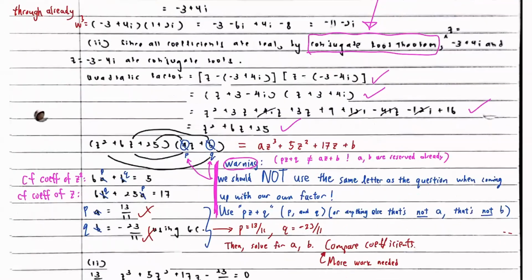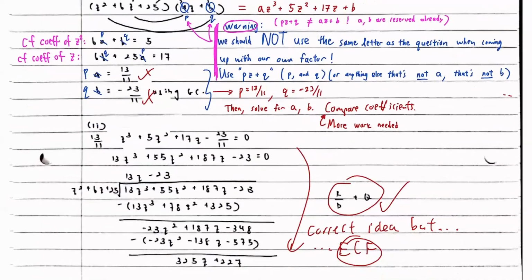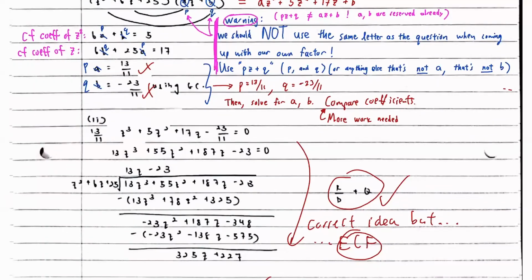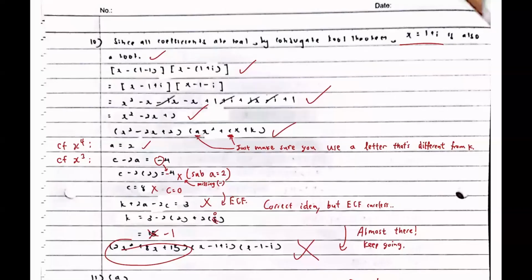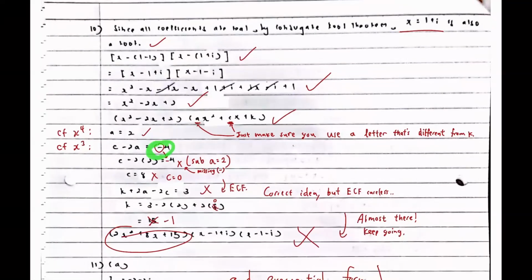Okay, so all the coefficients are real, conjugate root theorem. Okay, what happened here? Oh, negative 4 here. Then after that, you suddenly forgot to bring down the negative.